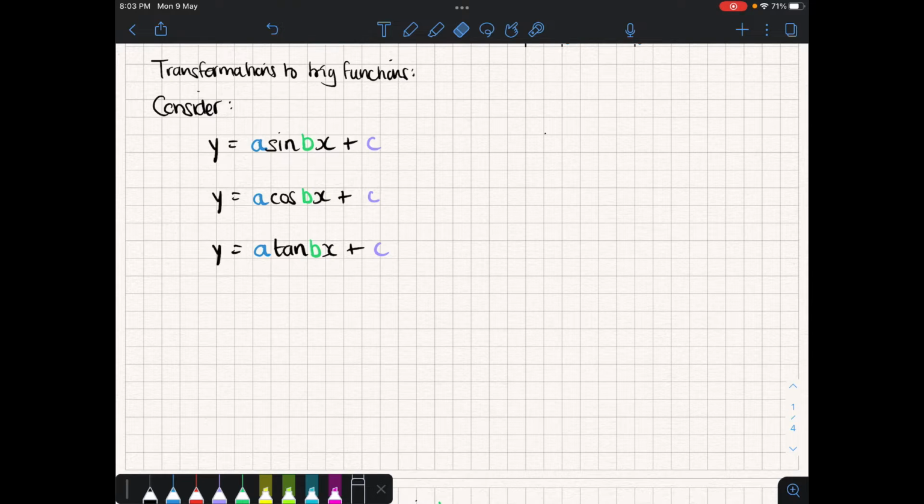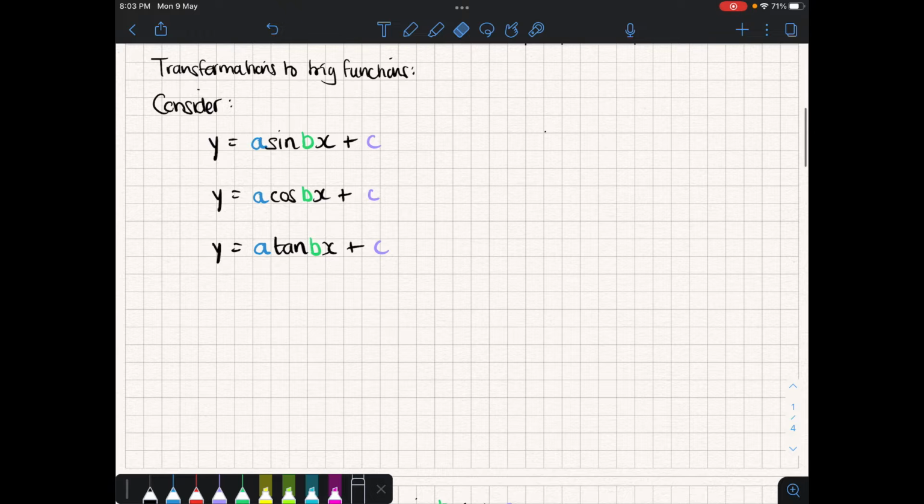Okay, so now we're going to look at what happens when we want to transform the basic trig functions. So that's sine, cos, and tan. And depending on where we change the value in the equation, it'll have a different effect on the graph, and then we'll summarize what this all means at the end.